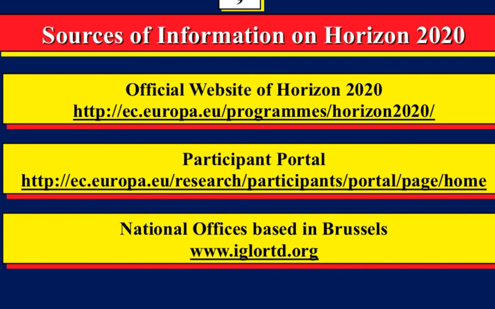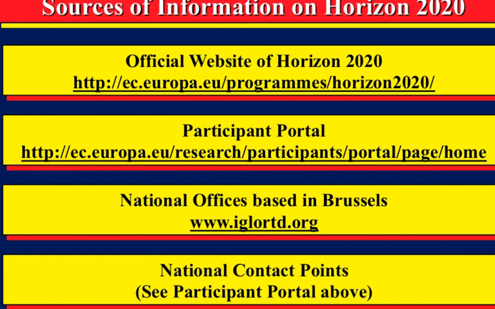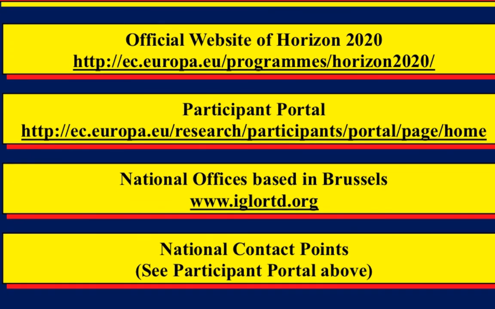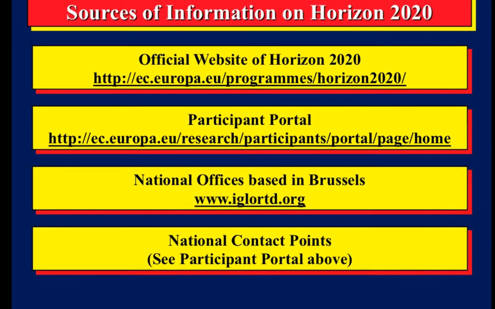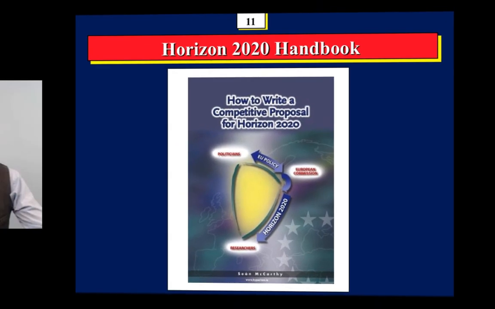If you want to find, is there a national office in Brussels? There's a website called Igloo RTD. And in there, you can find whether your country has an office in Brussels. And for national contact points, you can find these listed in the participant portal, but each country then has its own website. Now, this is the book I've written on writing the proposal, and you can find this on our website.